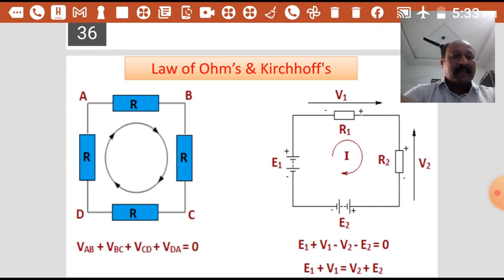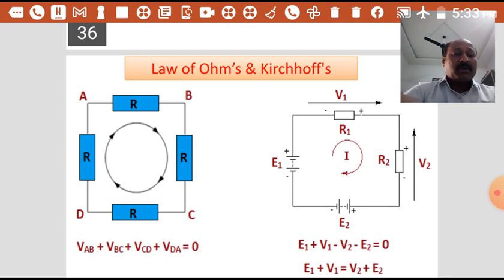So how will you write Kirchhoff's voltage law for this circuit? E1 is positive. Why? Because it follows the direction of the current from positive to negative, plus V1. Why V1? Because V1 follows the direction of the current I, that's why positive. Then minus V2. Why minus V2? Because the direction of the current is clockwise and the drop across R2 is in the anti-clockwise direction, that's why negative V2.